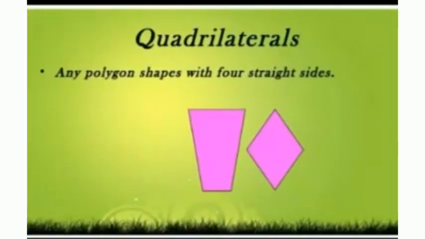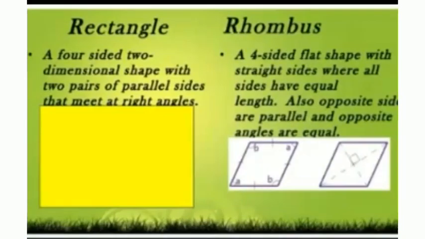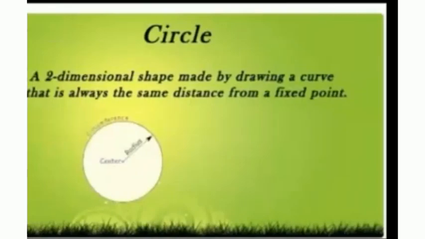Quadrilateral, any polygon shape with four straight sides, like this. Next, rectangle, a four-sided two-dimensional shape with two pairs of parallel sides that meet at right angles. And next, rhombus, a four-sided flat shape with straight sides where all sides have equal length. Also, opposite sides are parallel and opposite angles are equal.